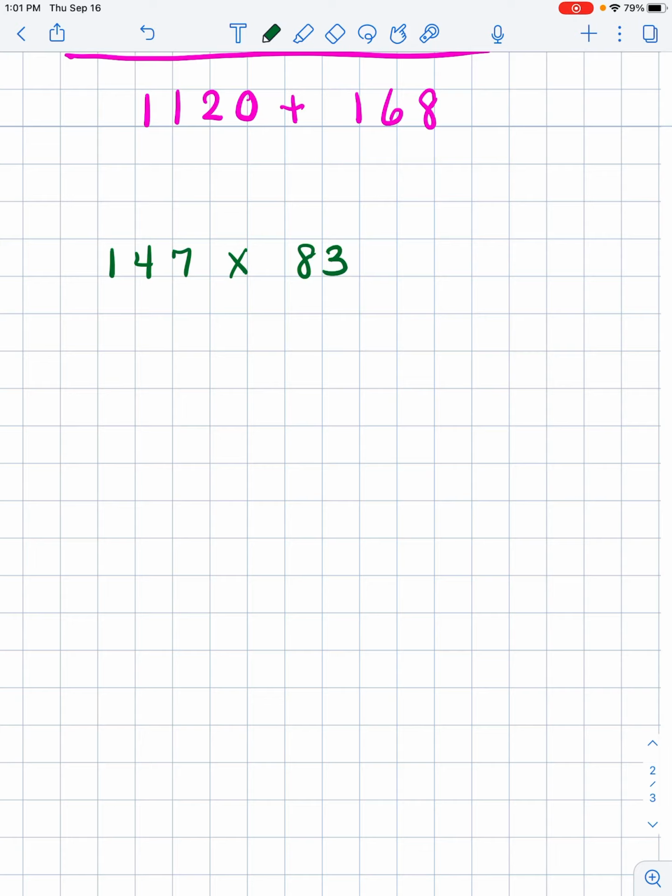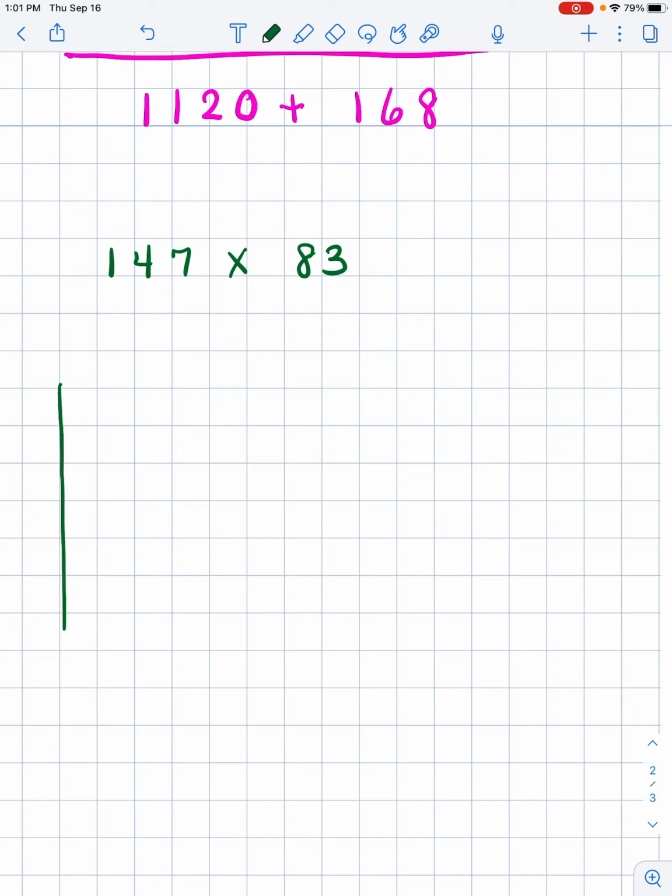But again, when we break it down, you're going to see that each piece is not difficult. And then in the final step, all we're doing is adding. And you guys all know how to add. All right, so let's see what we can do here. We're going to do 147 across.